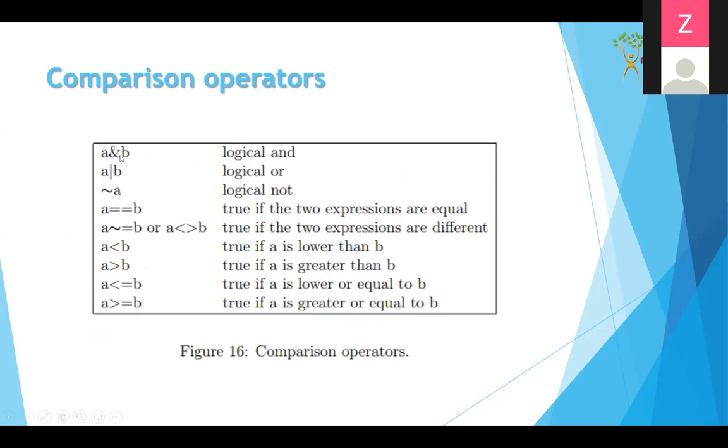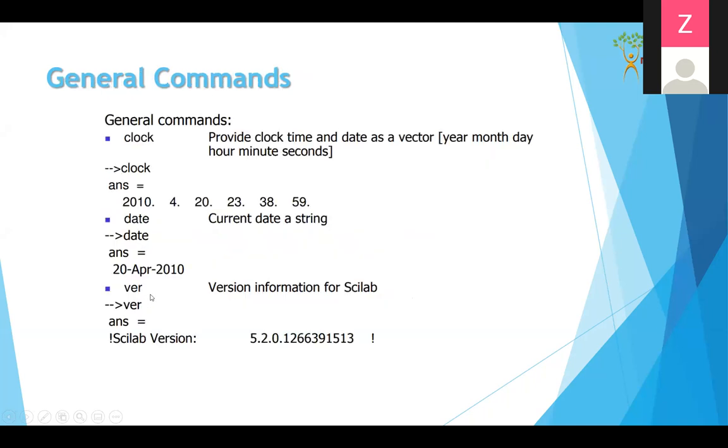There are comparison operators: and, or, not. The comparison between two variables can be done using double equal or single equal, less than equal to, greater than equal to, not equal to. Not equal to can be written using two kinds of operators, tilde equal to or the less than, greater than signs. Less than, greater than, less than equal to, greater than equal to.